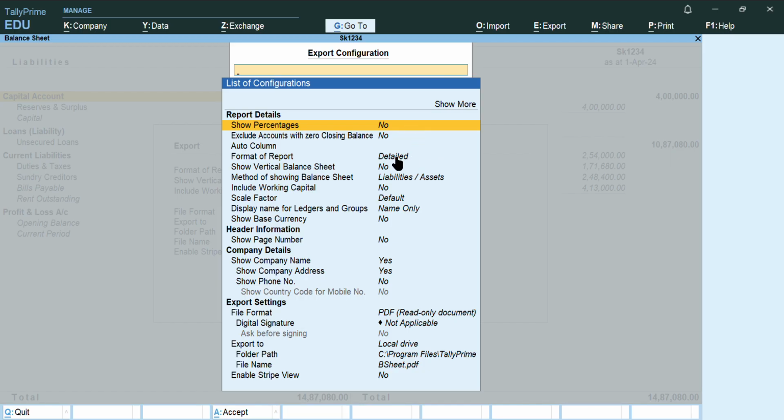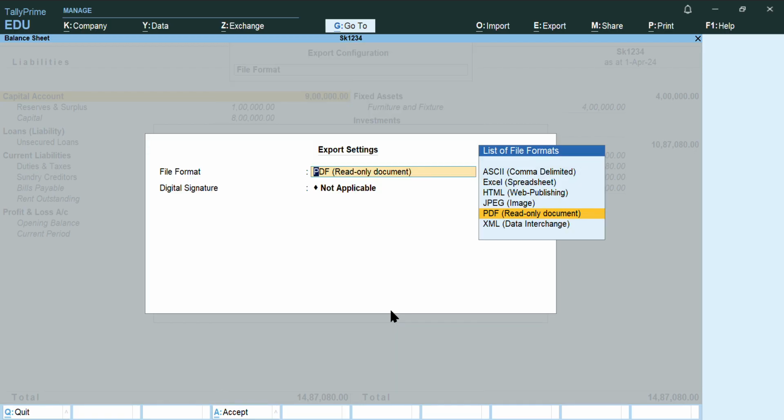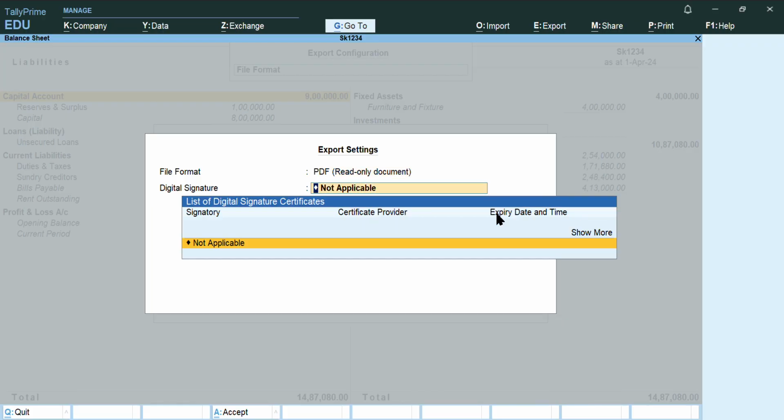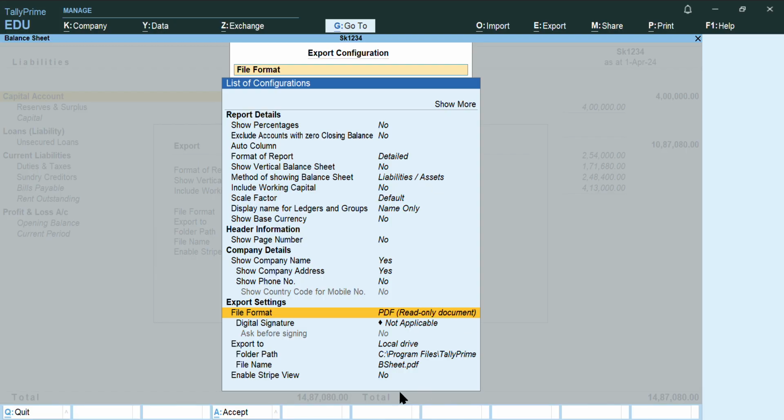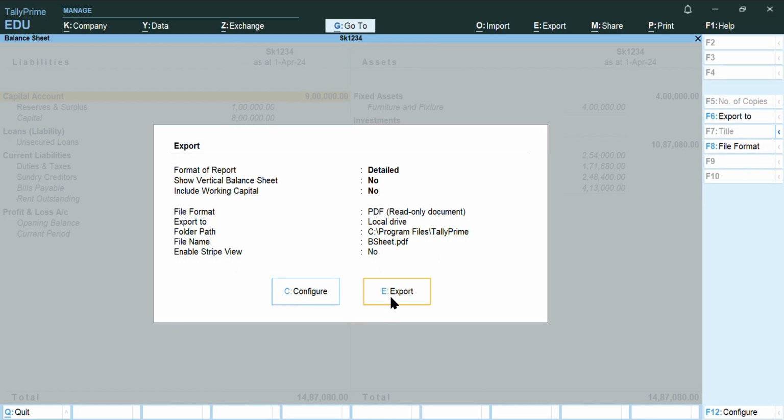Just click on the arrow buttons and you can make the changes. Like here you see company details, everything else will be coming here. Export setting, now here it is PDF. If you do not want it in PDF form, then you can click on this and change the format, but we should download it in the PDF format. Now enter. Now again arrow keys, and you can change the name also. If you want to change the name of the file, you can change it. Now it has been configured, and let us come back and export.